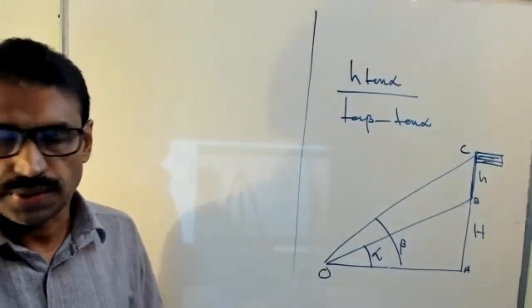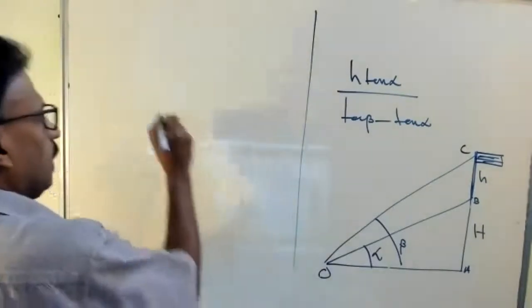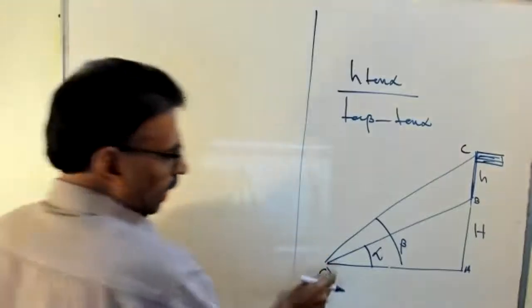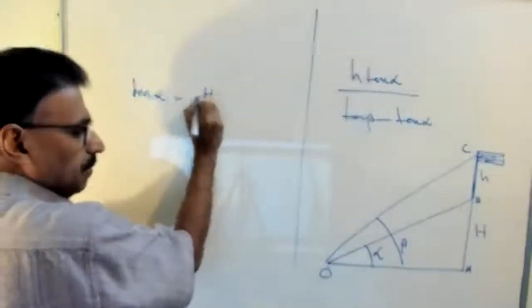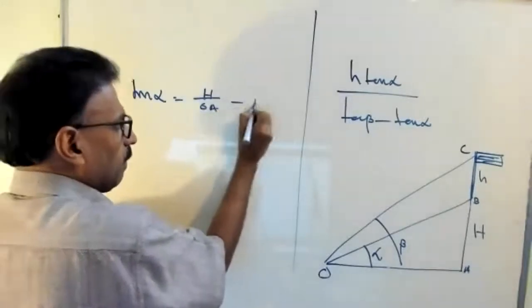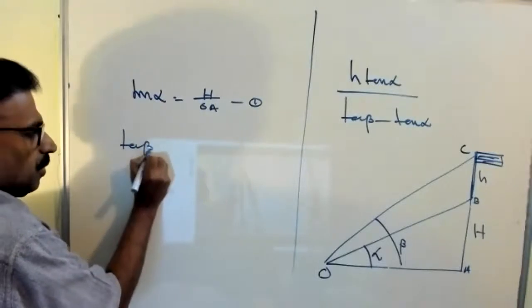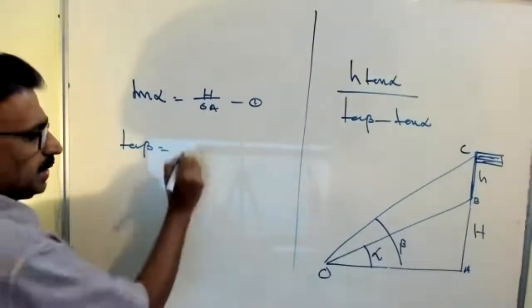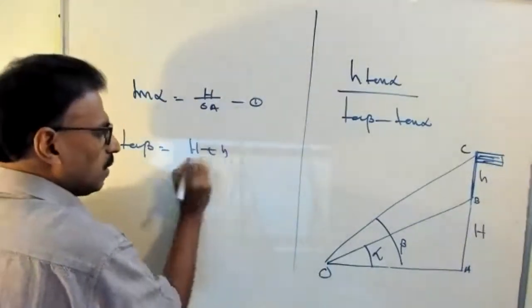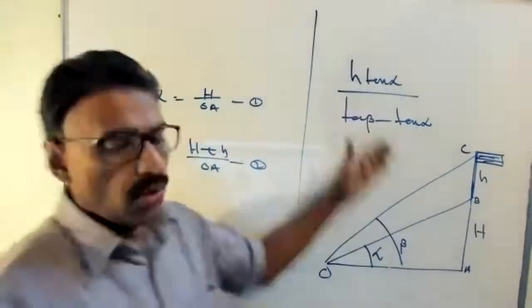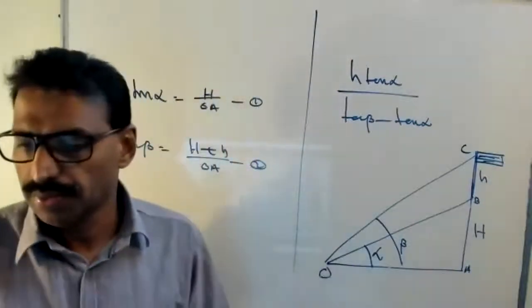Yes, sir. Now look here. Tan alpha, in the right triangle, equals capital H by OA, equation number 1. Then tan beta equals capital H plus small h by OA, equation number 2. Our answer has no OA. How to remove OA?